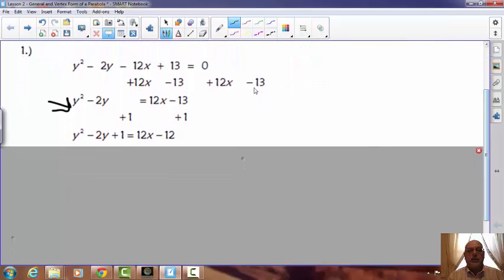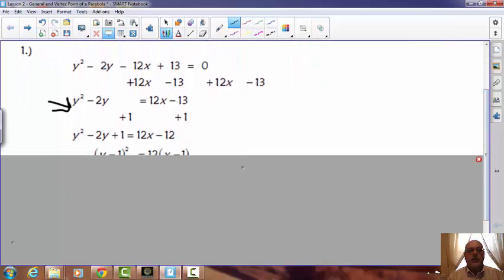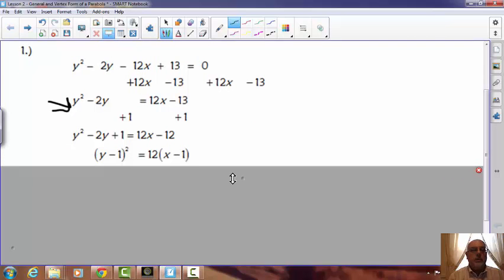Let me scroll a little bit there. So when we take the y squared minus 2y plus 1 and convert it to a binomial squared, that's what you have. And you factor the 12 out of what's on the right side. Now this is the vertex form of the parabola that we were looking at.